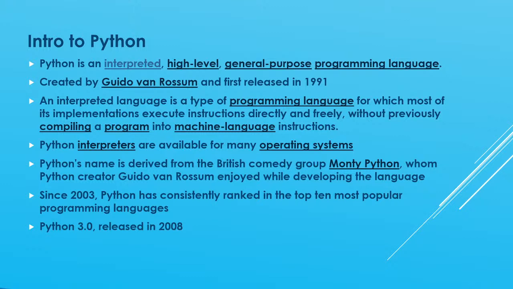Now let me talk about why it is named Python. Python's name is derived from the British comedy group Monty Python. This language was created by Guido van Rossum, and one of his favorite TV shows at that time was Monty Python, which he was watching a lot while he was developing this programming language. So he named it Python.